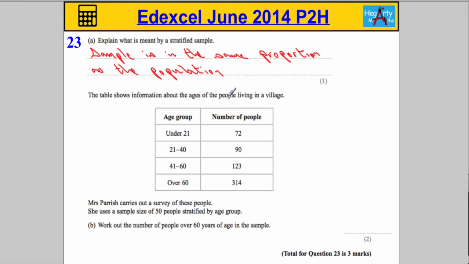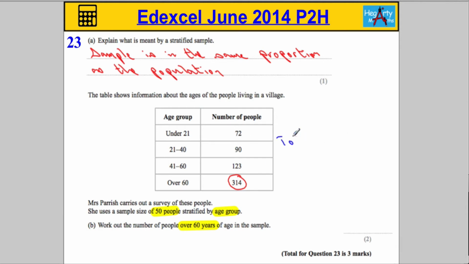It tells us then that the table shows the information about the ages of the people living in a village. Mrs. Parrish carries out a survey and she uses a sample size of 50 people stratified by age group. Work out the number of people over 60 years in the sample. Right, this is a handy 2 marks as well, because we pretty much always do the same thing with these stratified sampling problems. Over 60, there are 314 people. Now, how many people are in total? I need to work out the total number of people.